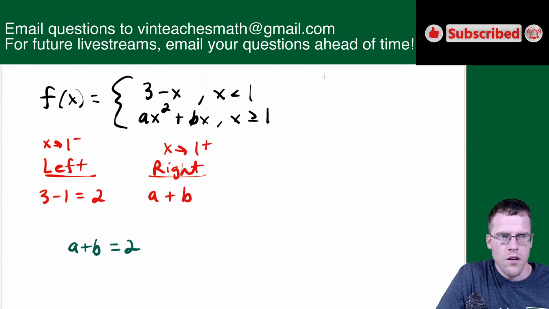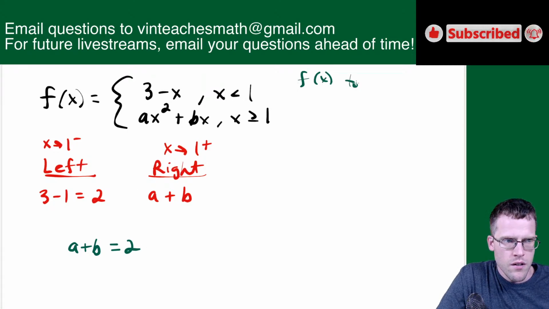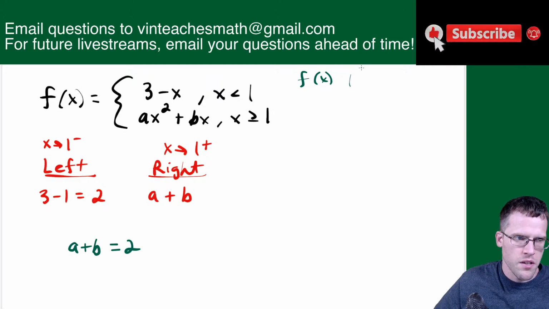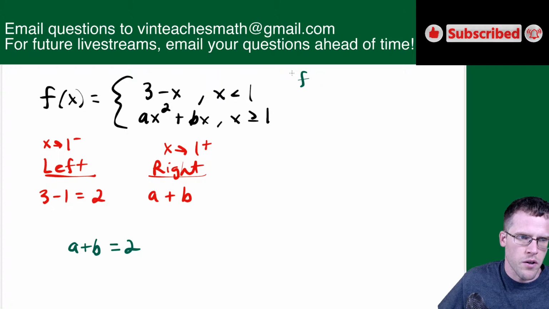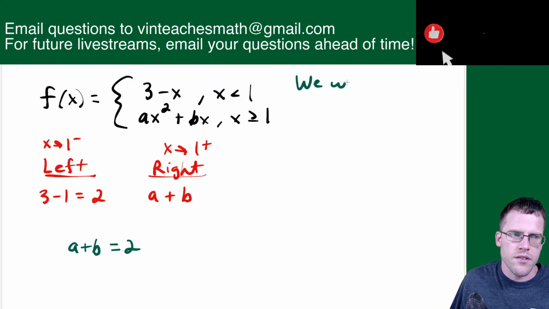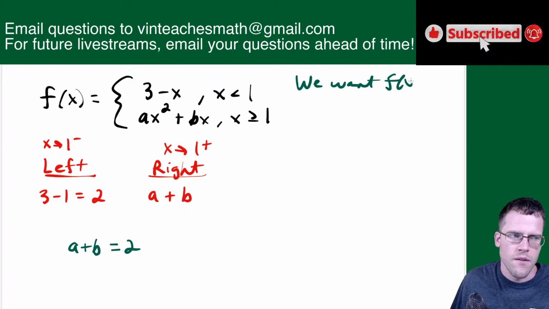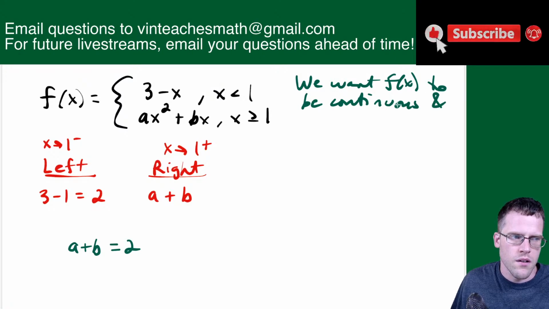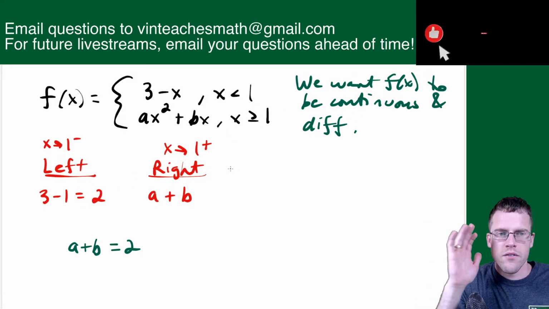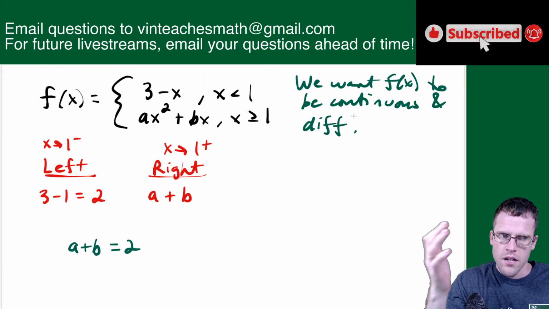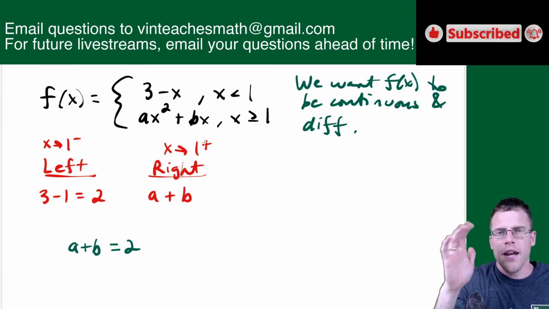We want f of x to be continuous and differentiable. Okay, this is our goal. So what we're going to do is we need a plus b to equal 2 because this will guarantee that the limit exists and that our function is continuous at x equals 1.